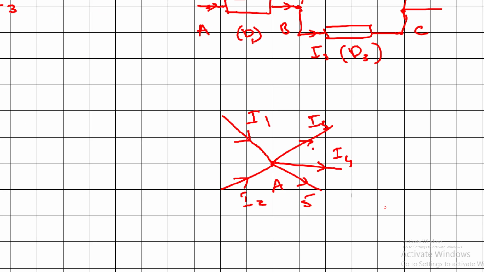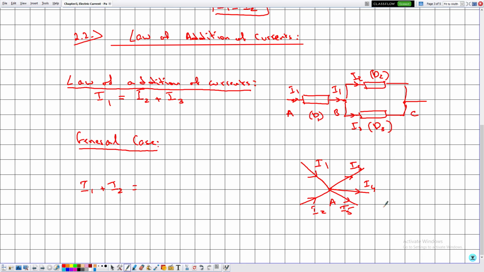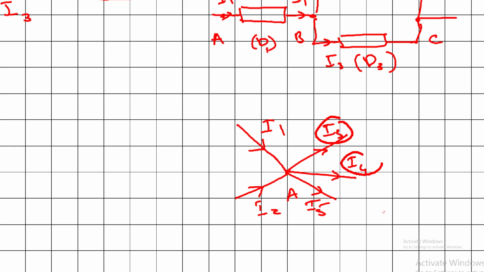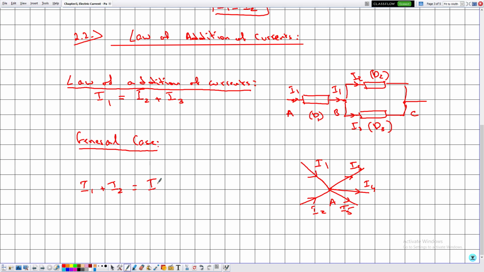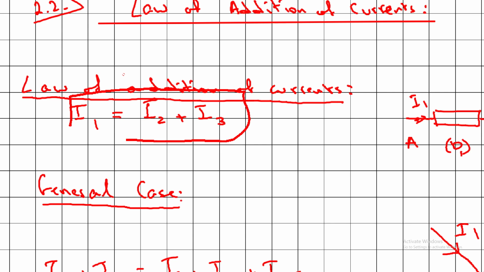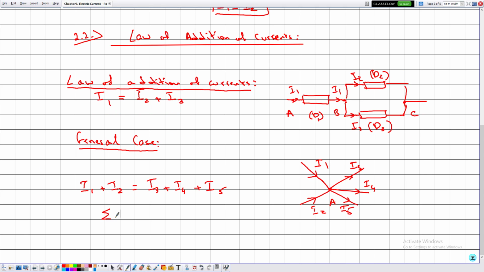So what are the currents leaving the point A? I3, I4, and I5. How do we know that these currents I3, I4, and I5 are leaving the point A? Simply because these arrows are pointing away from the point A. So this is equal to I3 plus I4 plus I5. In this case, the law of addition of currents can be generalized into the following law: the summation of the currents entering a node is equal to the summation of the currents leaving the node. Okay?